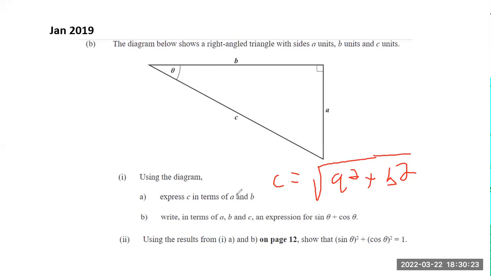So now let's look at part B. We need to write, in terms of A, B, and C, an expression for sine theta and cosine of theta. So let's go back to the whiteboard and work this one out.